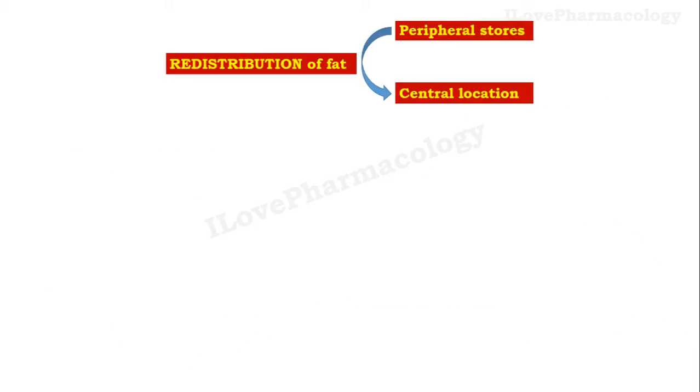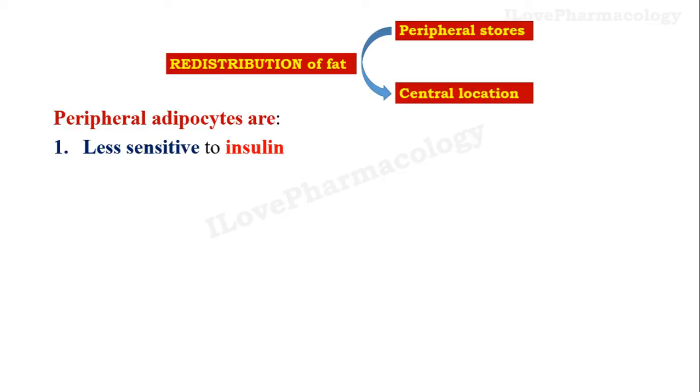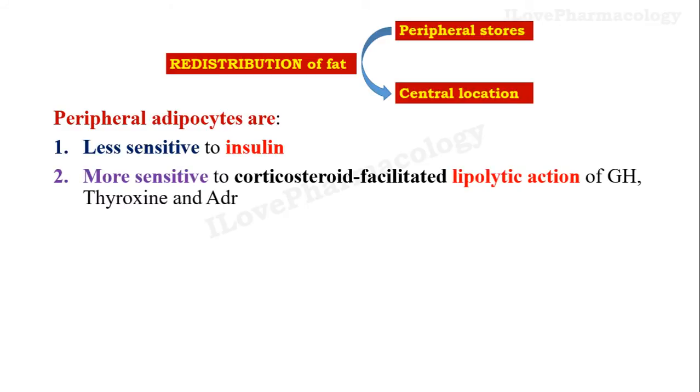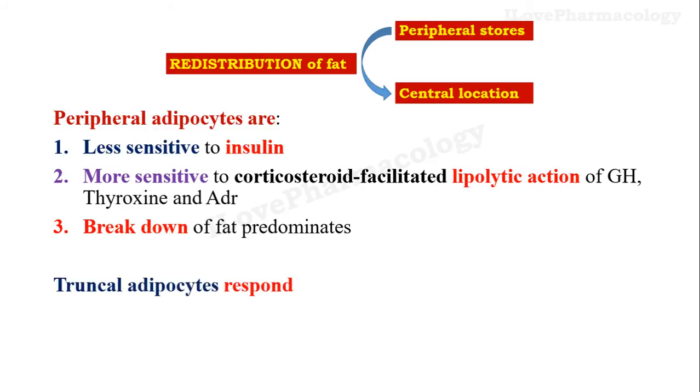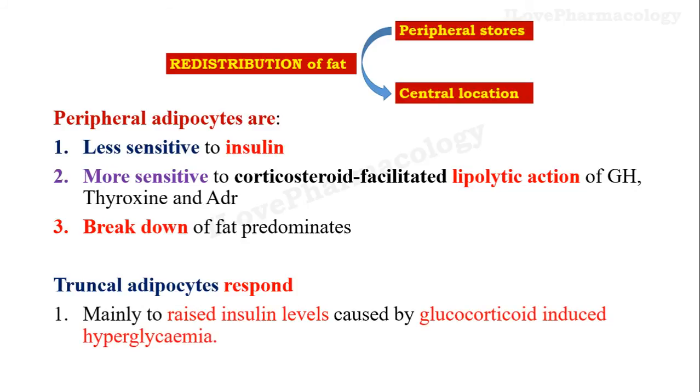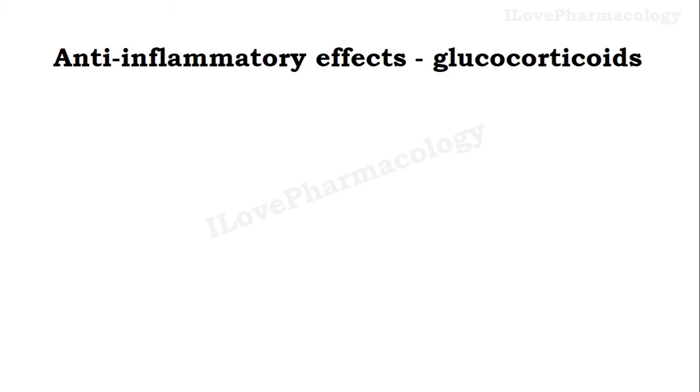Coming to the redistribution of fat, why does it occur? The peripheral adipocytes are very less sensitive to insulin, and they are more sensitive towards the corticosteroid-facilitated lipolytic action of growth hormone, thyroxine and adrenaline. So it will lead to breakdown of fat, and fat breakdown will be predominant in the peripheral adipocytes. Whatever fat is broken down in the periphery will be mobilized into the central location. Whereas the truncal adipocytes respond only to the raised insulin levels caused by the glucocorticoid-induced hyperglycemia. Next, coming to the third important action, the anti-inflammatory effects of glucocorticoids.